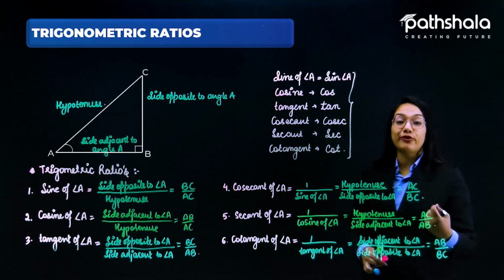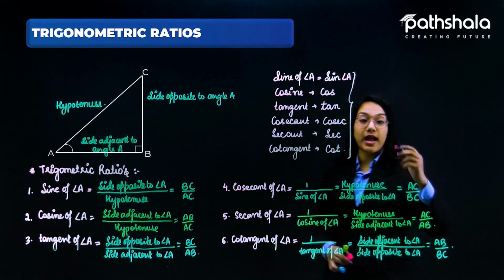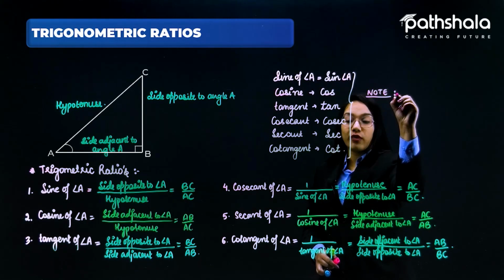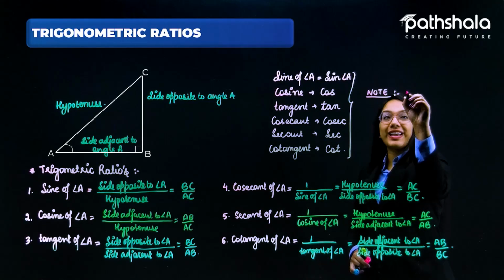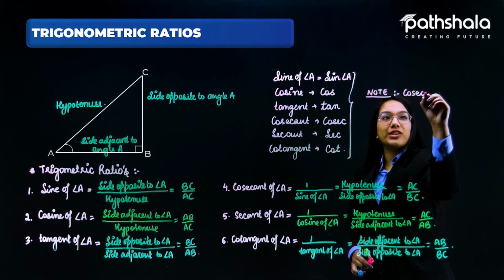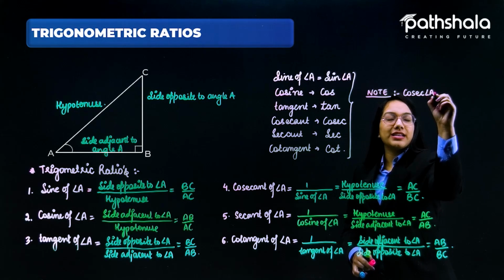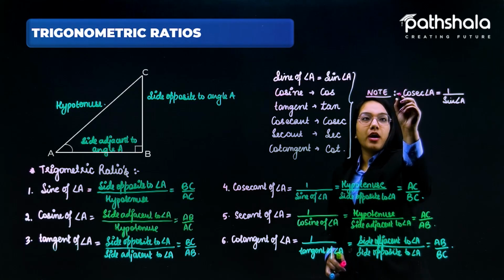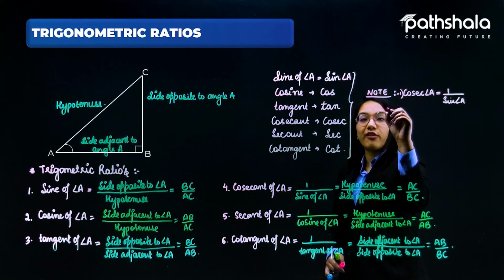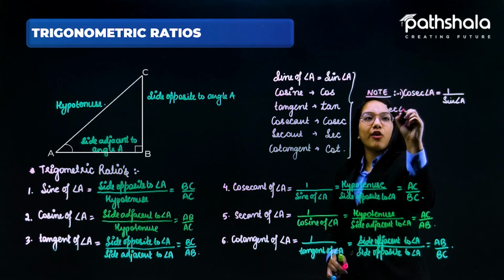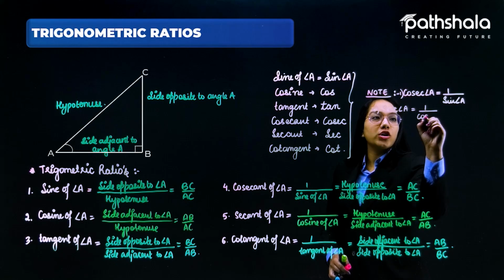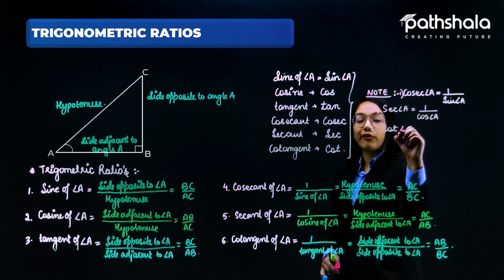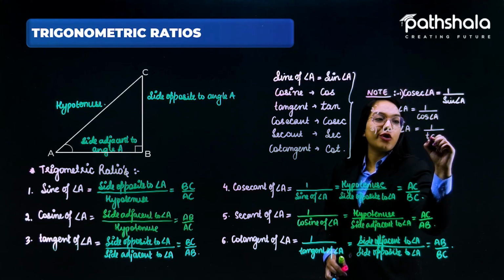Further, there is a relationship of tangent, sine, and cos. What is that? Suppose I write it over here, a special note. If I'm talking about cosec A, cosec of angle A is nothing but 1 by sin of angle A. This is the relationship. Second, sec of angle A can be written as 1 by cos of angle A. And further, cot of angle A can be written as 1 by tan of angle A.